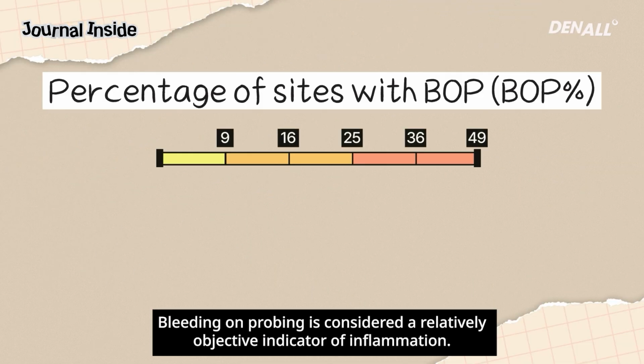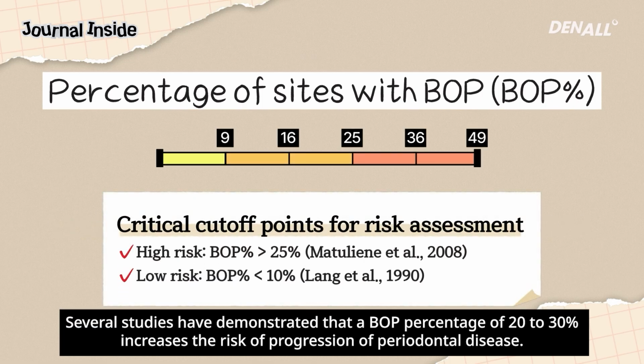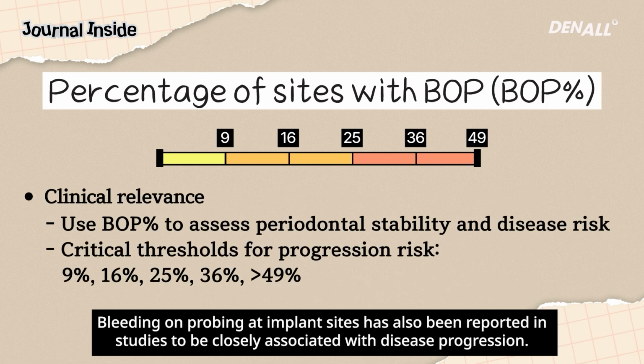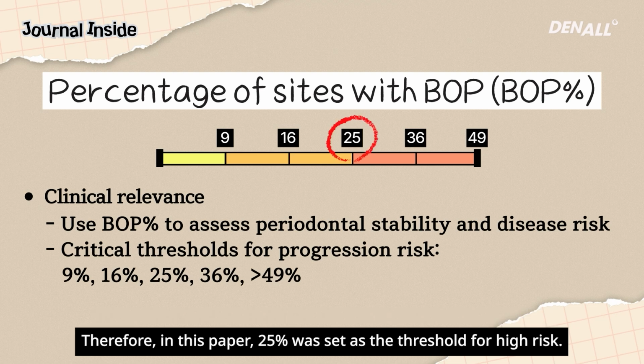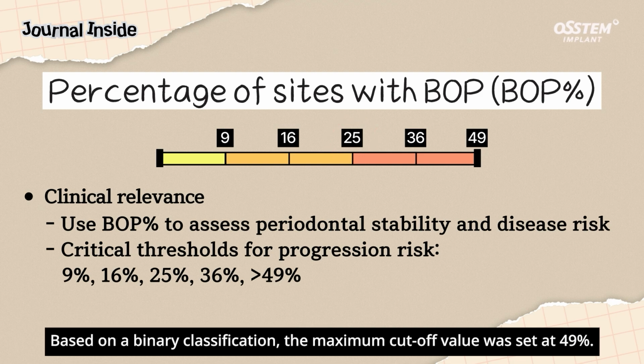Bleeding on probing is considered a relatively objective indicator of inflammation. Several studies have demonstrated that a BOP percentage of 20 to 30% increases the risk of progression of periodontal disease. Bleeding on probing at implant sites has also been reported in studies to be closely associated with disease progression. Therefore, in this paper, 25% was set as the threshold for high risk. Based on a binary classification, the maximum cutoff value was set at 49%.